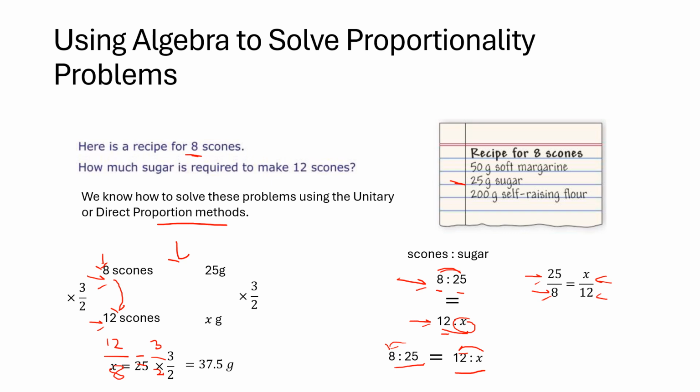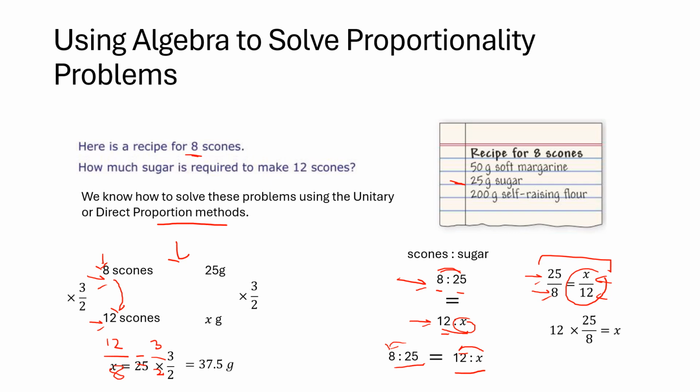Now what we have here is a fractional equation. We've looked at these before, and we should very readily be able to solve this equation for x, our unknown amount of sugar. On the right hand side, we have x over 12. We want to get x on its own. We have x over 12, or x divided by 12. So if we want to get x on its own, we need to multiply both sides by 12.